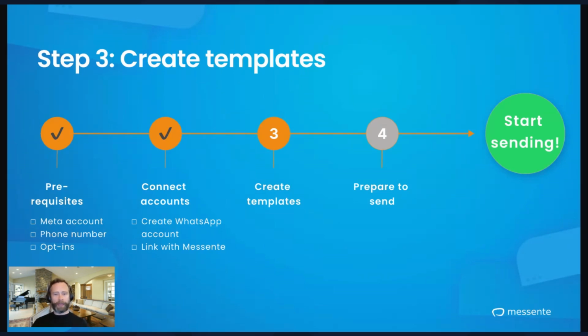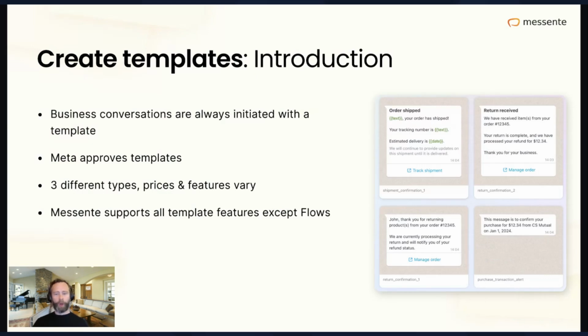Just before we do that, though, we need to understand templates and get some templates set up. On WhatsApp, all business conversations to a customer, whenever a business starts a conversation, it always must be with a template. Meta approves all of those templates. So every time you want to send a new message out to someone, it's got to be a template and it's got to be approved. 3 different types of these templates I'll take you through in a sec, and the pricing and features for each one vary depending on type. We support all of the WhatsApp template features except for one, which is flows, which is a sort of survey and form tool. We don't support that yet. Everything else you can do through Messente.